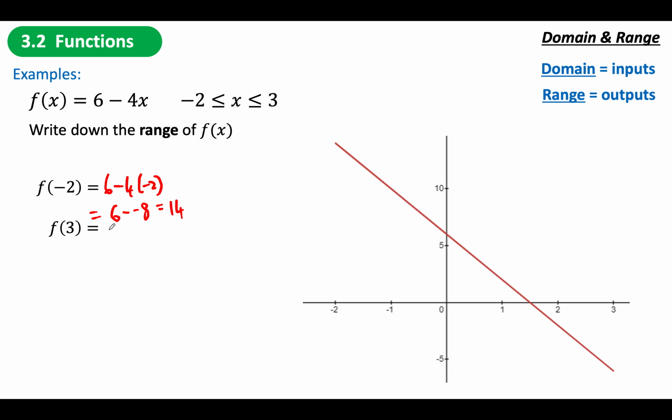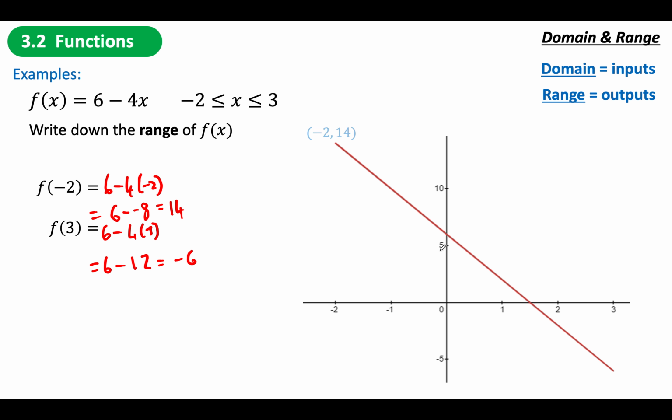So actually my first coordinate, I'll put it in a second, will be negative 2, 14. How about if I substitute in 3 though? 6, take away 4 lots of 3. Sorry about the writing, it's really bad. 6 take away 12 equals negative 6. So that down there will be 3. The coordinate will be 3, negative 6.